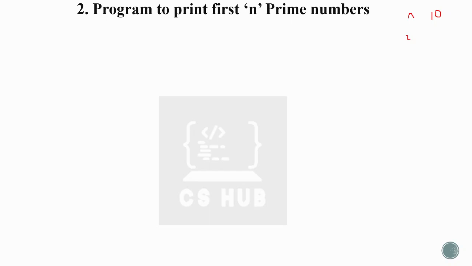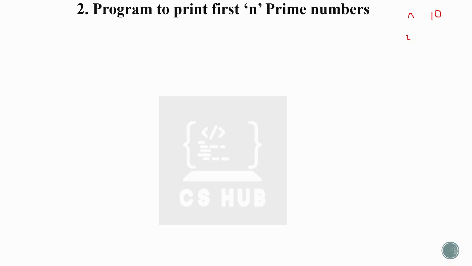For that we keep a separate variable called count, and the count is initially set to 0. When the first prime number is printed, count is incremented to 1. Like that, when the second prime number is printed, count is incremented to 2. Okay, when the nth prime number is printed, count will be incremented to n. And that is the concept.